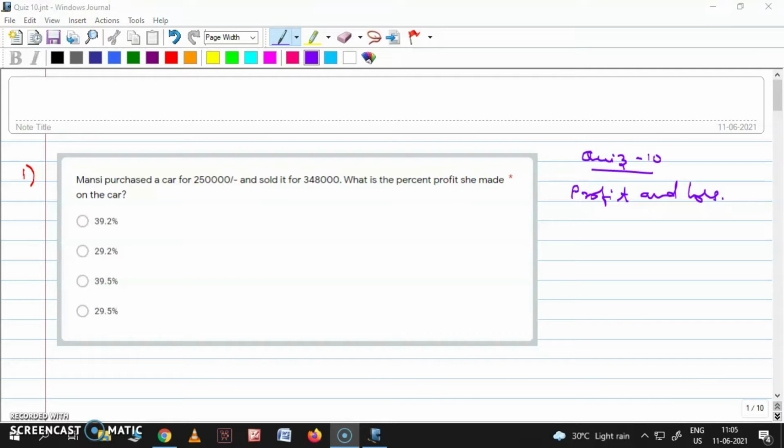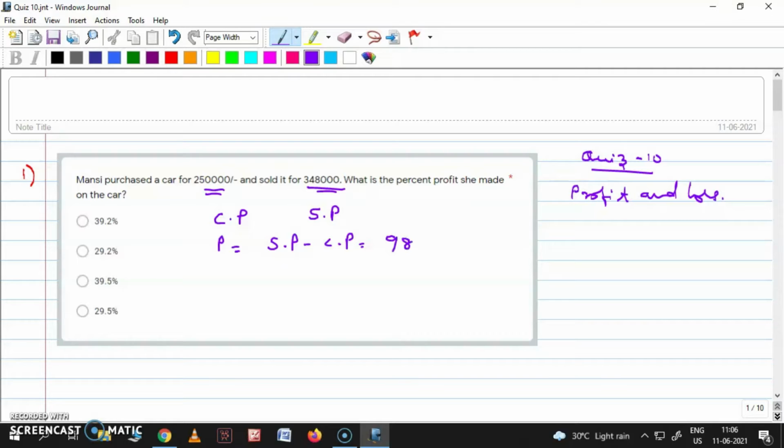Mansi purchased a car for 2,50,000 rupees and sold it for 3,48,000 rupees. So what is the percentage profit she made on the car? Actually, 2,50,000 rupees is the cost price and 3,48,000 rupees is the selling price. So now profit is equal to selling price minus cost price. Selling price is 3,48,000 and cost price is 2,50,000. So what is the profit? It is 98,000 rupees.